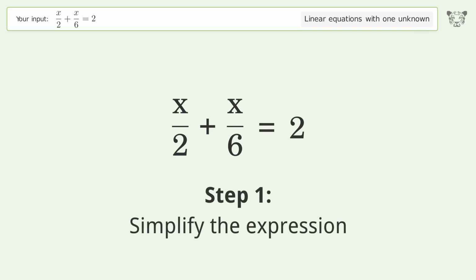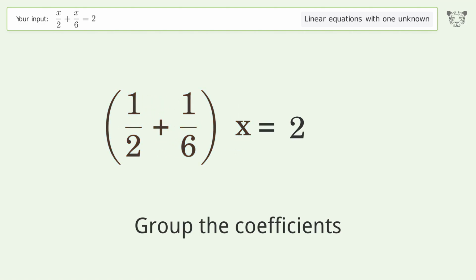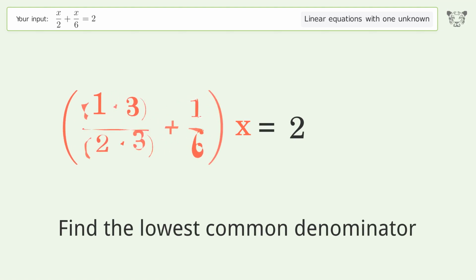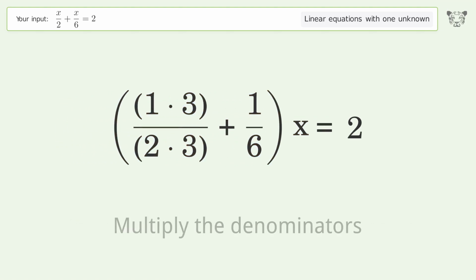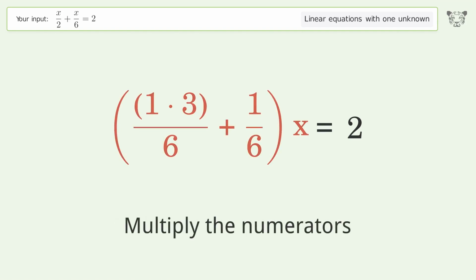Simplify the expression. Group the coefficients. Find the lowest common denominator. Multiply the denominators. Multiply the numerators.